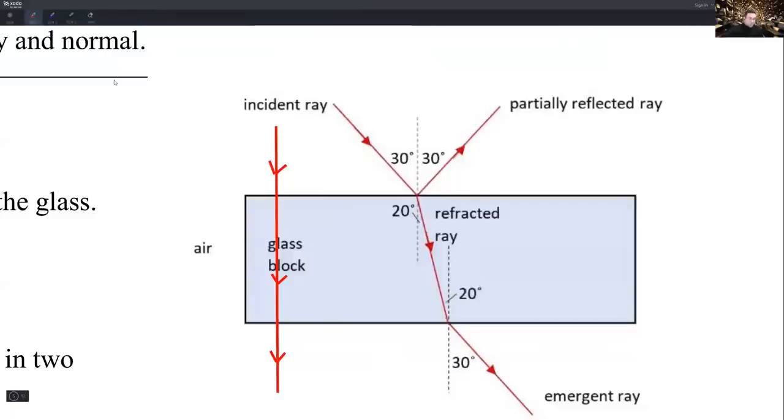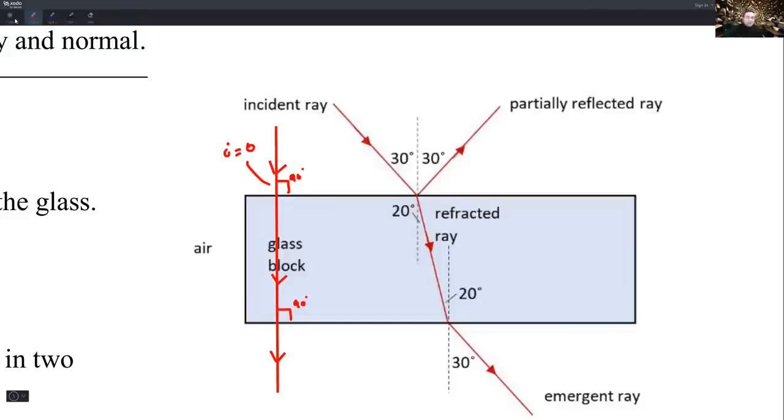Because it's on the normal, or it is perpendicular to the surface. Or the angle of incidence is 0. All of these are correct answers. As long as the light ray, our ray, or the wave is perpendicular to the surface, it does not bend. It does slow down, but it does not bend.